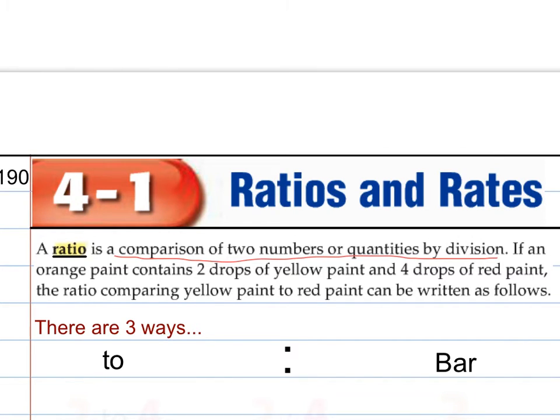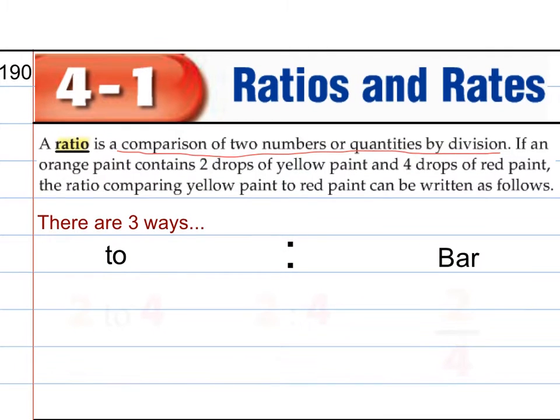So if orange paint contains 2 drops of yellow paint and 4 drops of red paint, a ratio comparing yellow to red paint can be written as follows. And there are 3 ways that you can write these. You can write it with the word "to" in between. So we could say it's 2 to 4, 2 yellow to 4 red. Or we can use a colon, 2:4. You still read it 2 to 4. Or bar notation, because we know fractions show division, so 2 compared to 4. Any of those 3 ways are good ways to write a ratio, so make sure you have examples of each.